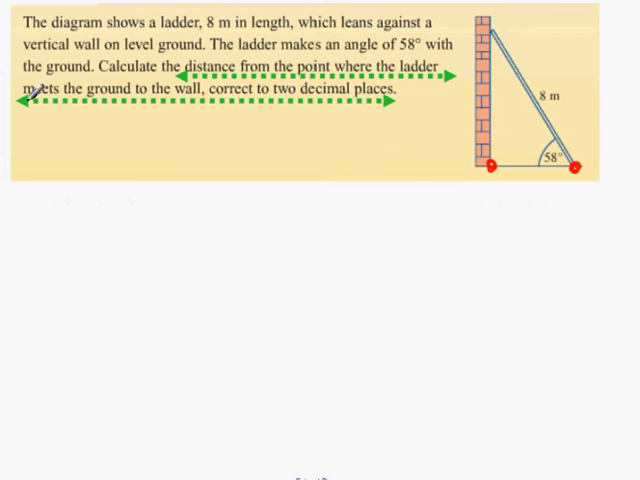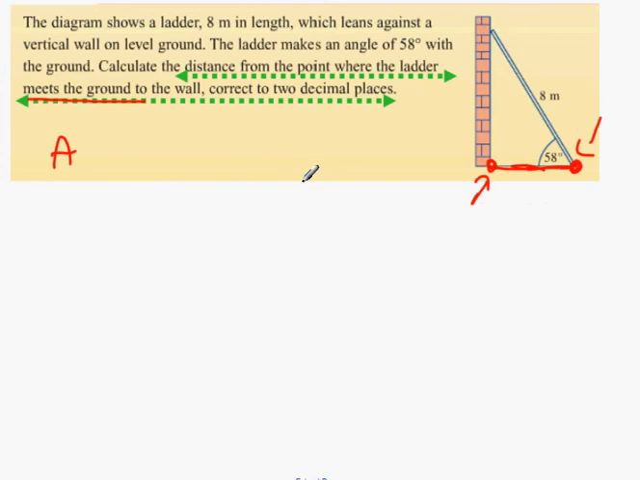It says the ladder meets the ground. Ladder meets the ground here. And then the bottom of the wall to the wall would be here. So you're looking for this distance here. What is the name of this line? Is it opposite or adjacent? Okay, you're going to work with the adjacent.